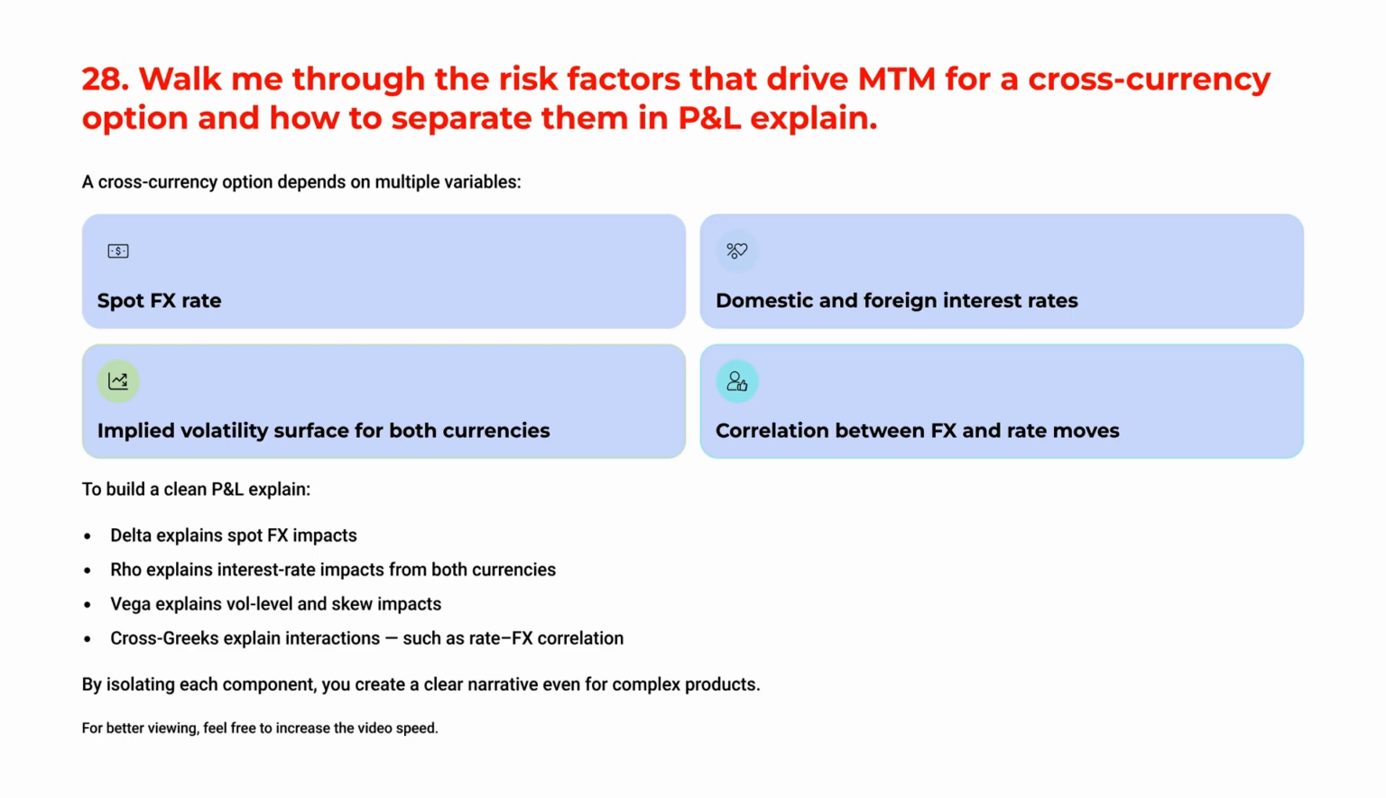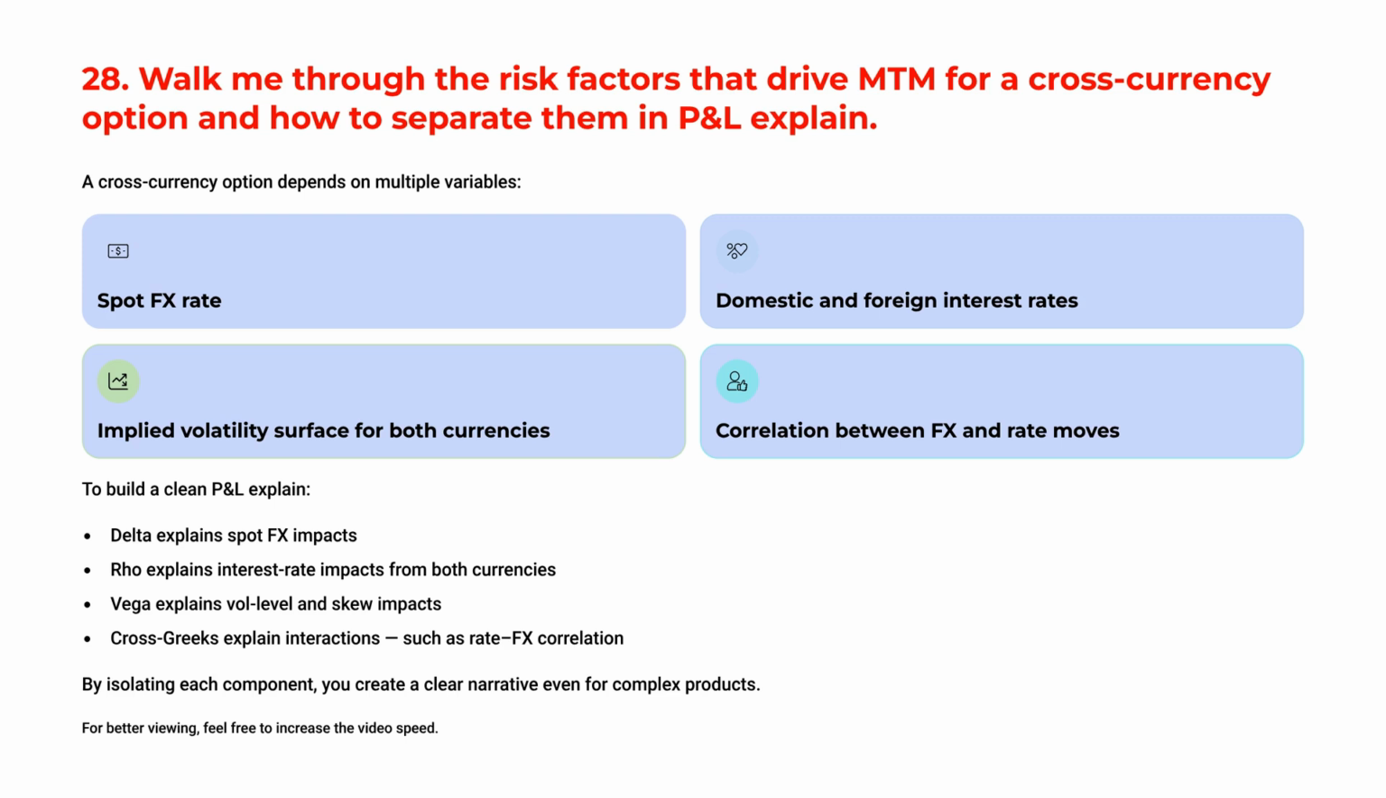Walk me through the risk factors that drive MTM for a cross-currency option and how to separate them in P&L explain. A cross-currency option depends on multiple variables: spot FX rate, domestic and foreign interest rates, implied volatility surface for both currencies, and correlation between FX and rate moves.